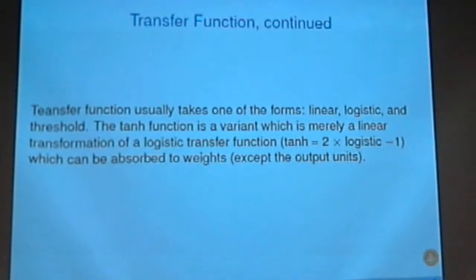The transfer function usually takes one of the forms: linear, logistic, or threshold. There are others, like entropy and information theory based ones. I forgot how many of them. If you look at the help documentation about neural networks, there are different types. They are mutually exclusive. You can only set up one; you cannot use two or more transfer functions. Only one type of transfer function is used.